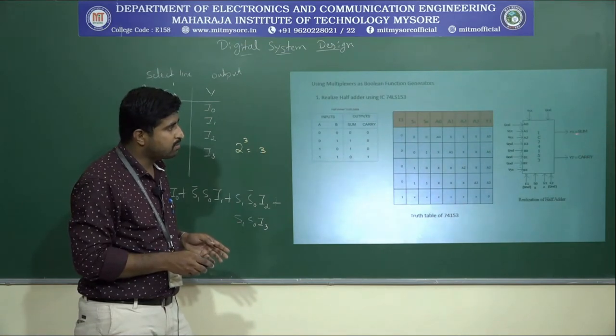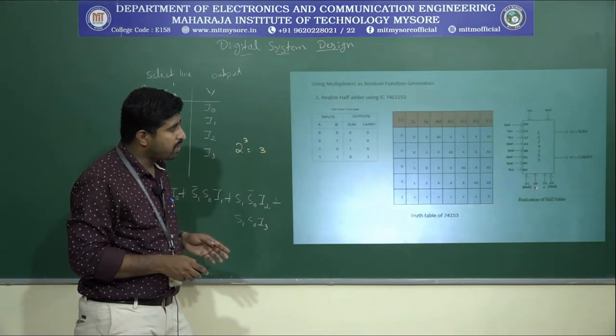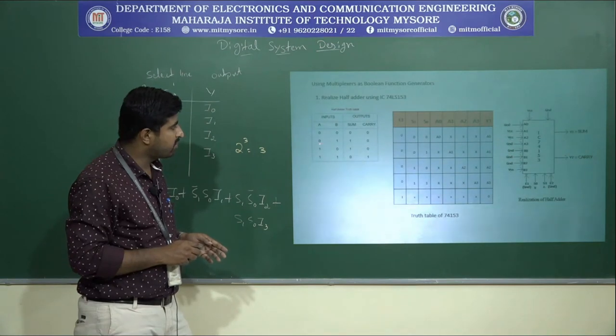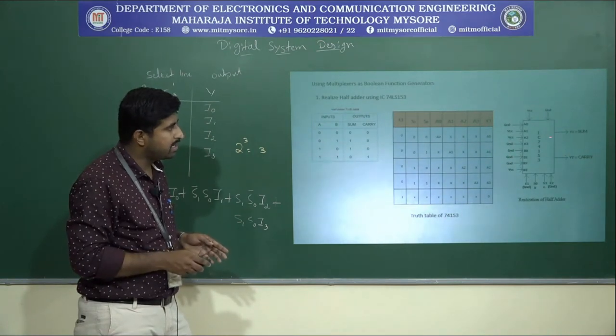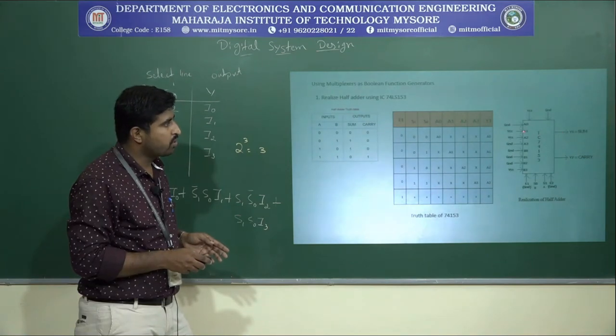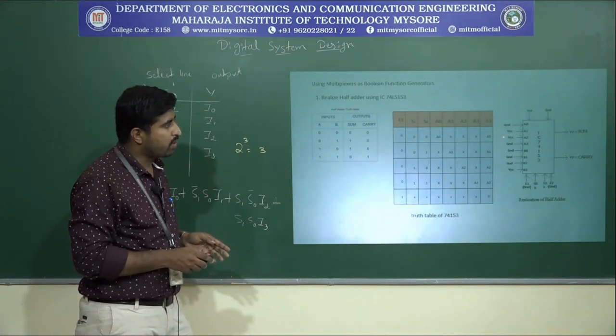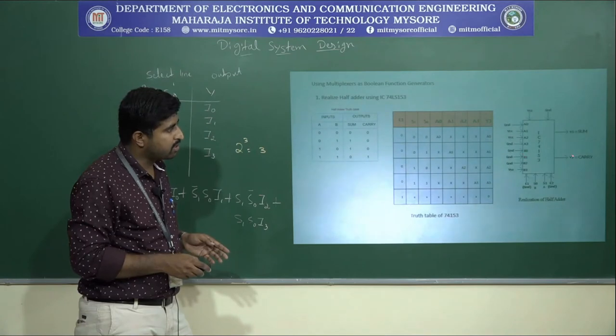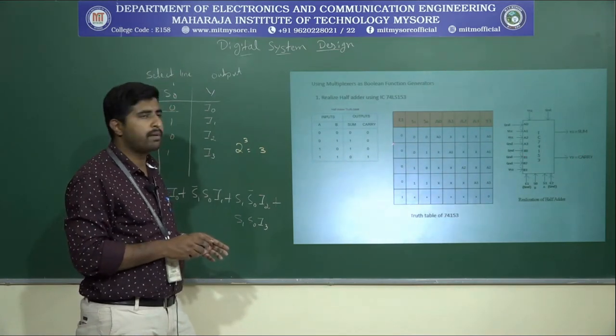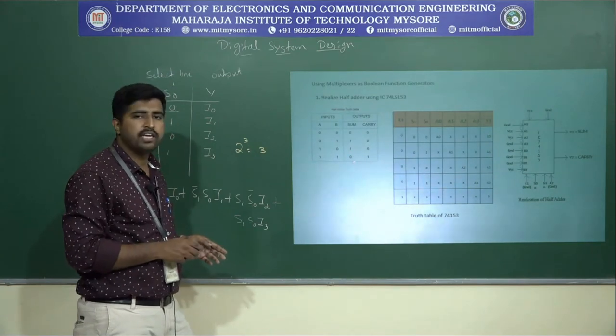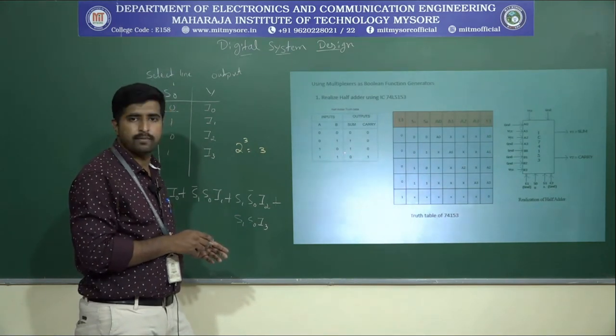So y1 is sum. When the input is 0 1, that corresponds to a1 being connected to y1. So the sum will be equal to 1, and b1 is connected to y2, so the carry will be equal to 0. So that will implement the 1 0 when the input is 0 1.